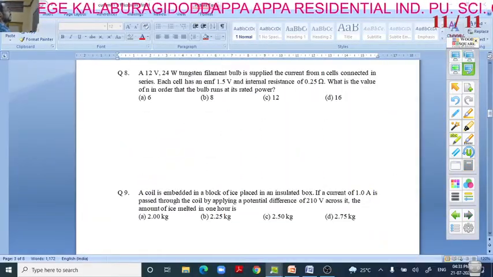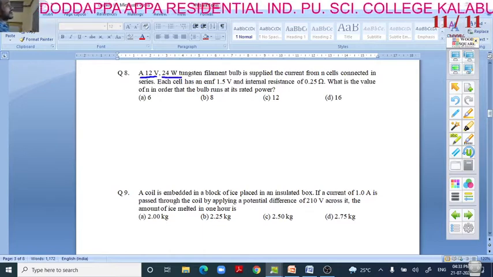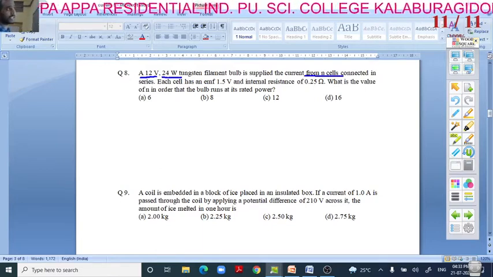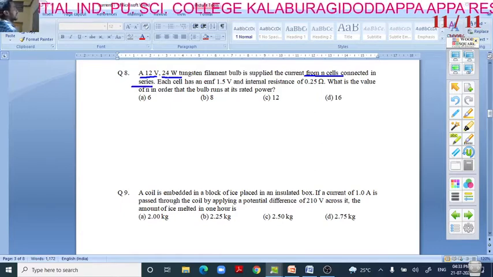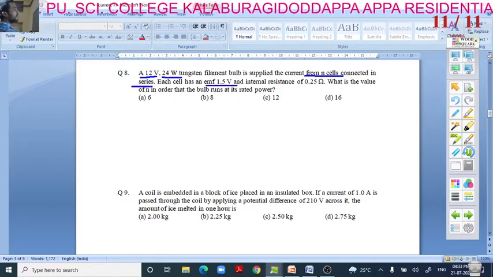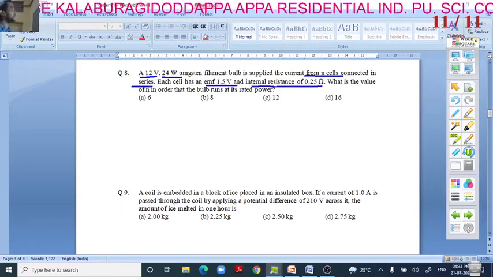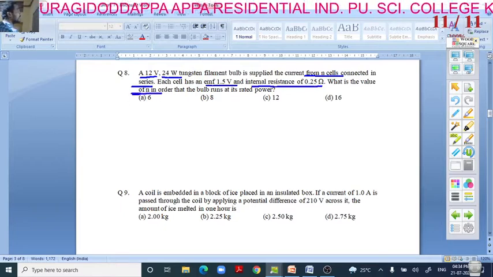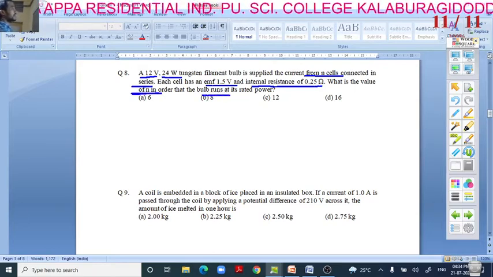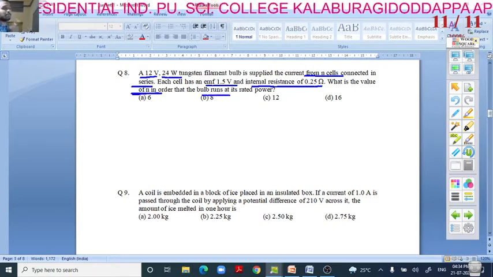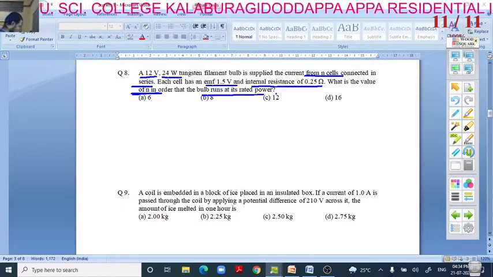Next, a 12 volt 24 watt tungsten filament bulb is supplied the current from n number of cells connected in series. N cells connected in series. Each cell has an EMF of 1.5 volt and internal resistance 0.25. What is the value of n in order that the bulb runs at its rated power, right? So the value of n here I want to find, right?